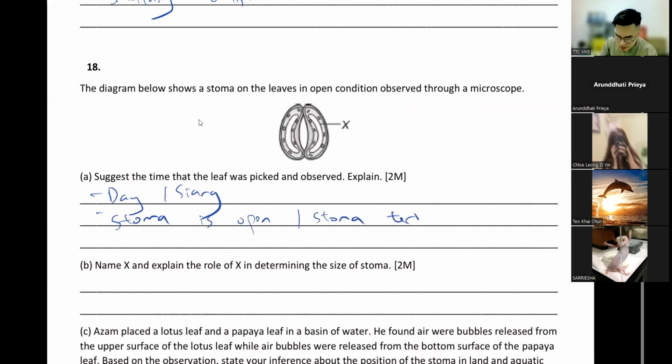Stoma terbuka. Oh, by the way, guys, stoma is plural. Stomata is singular. Don't ask me why. Biology plural is a very weird one. Like bacterium is one, bacteria is many. So please don't say bacterias, there's no such thing. It's like child and children, there's no children's. So please don't say stomatas.